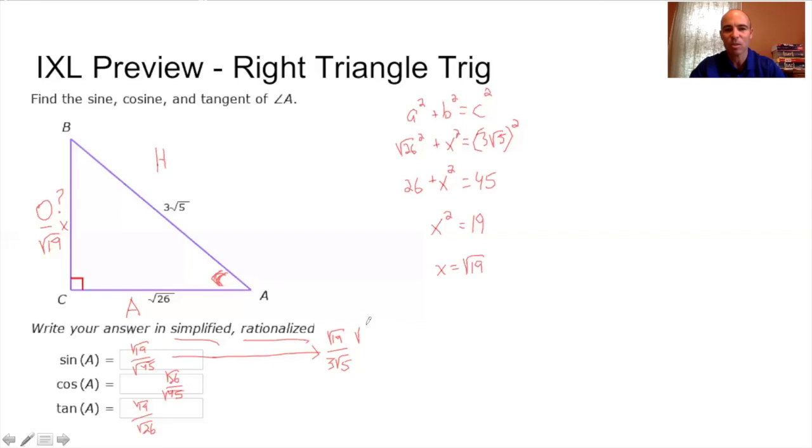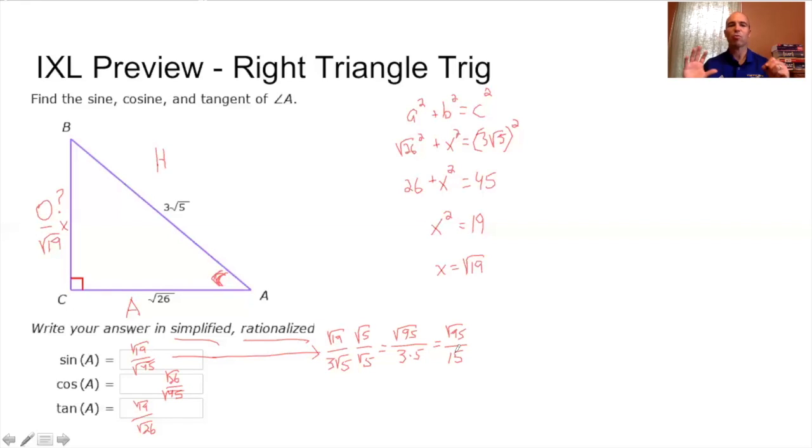So I'm going to multiply the top and the bottom by the square root of 5. My denominator becomes 3 times the square root of 5 times the square root of 5, which is 5, so 15. For my numerator, I can just multiply what's underneath the radicals, which I believe is the square root of 95. So now, having rationalized the denominator, I have the square root of 95 over 15.